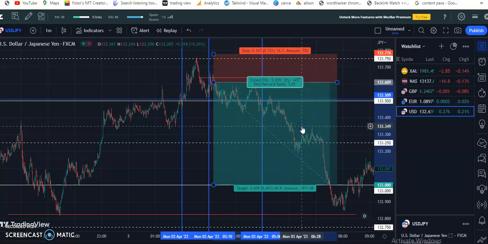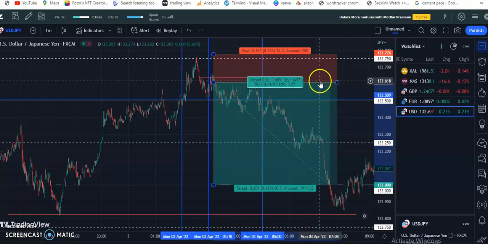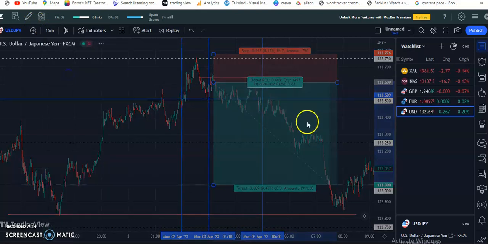Now I'll continue talking more about these setups in upcoming videos, but let us look at NASDAQ and how it played out during the New York session.